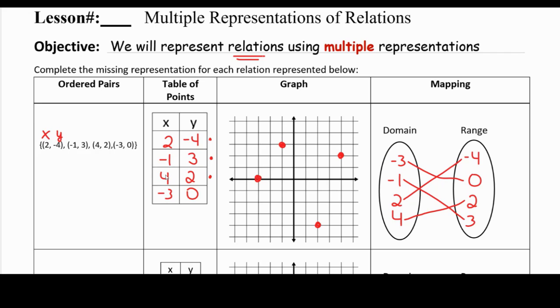And there we go. We started out with a list of ordered pairs. We transformed that into a table. Then we changed that into a graph. And then we changed that into a mapping. So in other words, we represented a relation using multiple representations. All right, let's go to the next example.